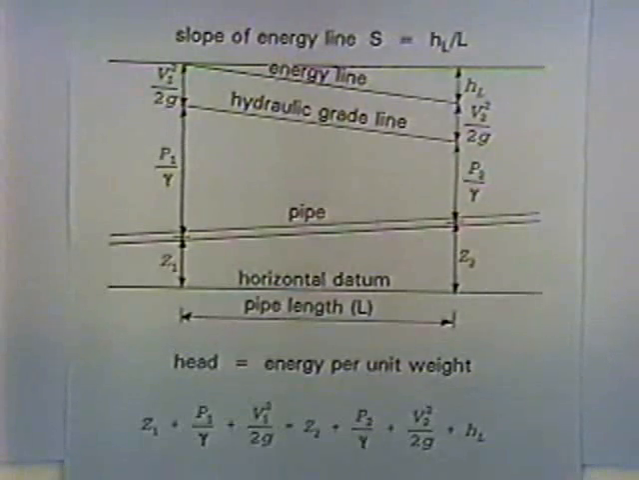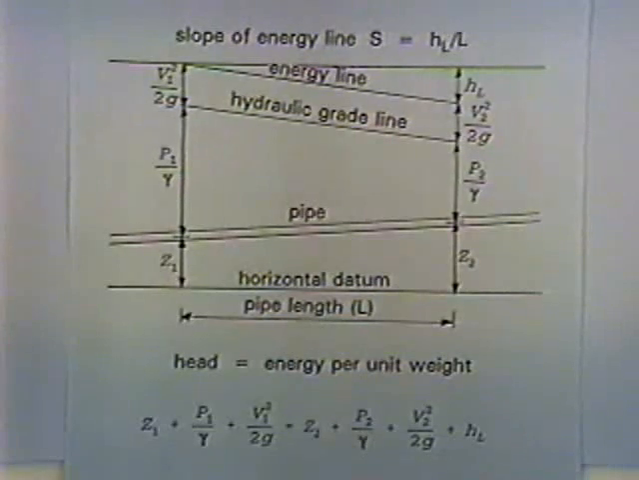Z1 plus the pressure head, which is the pressure over the unit weight of the water or the fluid, and then the velocity head is v squared over 2 times acceleration of gravity, 2g, and the subscripts 1 and 2 denote the upstream and downstream location of the section. And so the total energy upstream is equal to the total energy downstream plus the head loss.